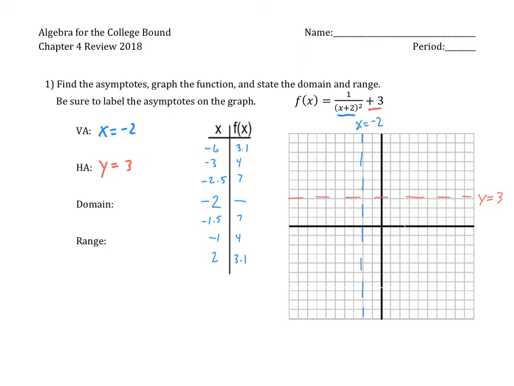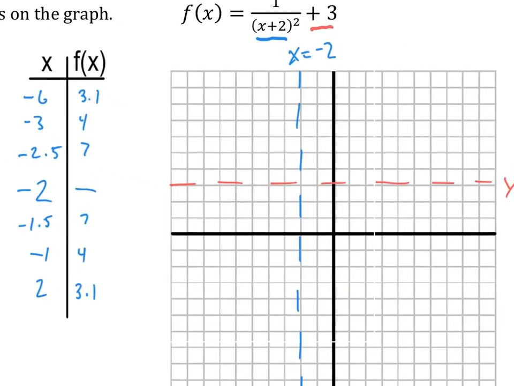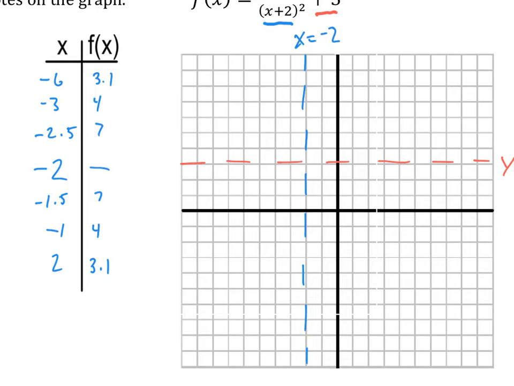Go ahead and plot those points. So -6, 3.1, so that should be right above the asymptote here. And then -3, 4, and -2.5, 7. And -1.5, 7, -1, 4, and then 2, 3.1.